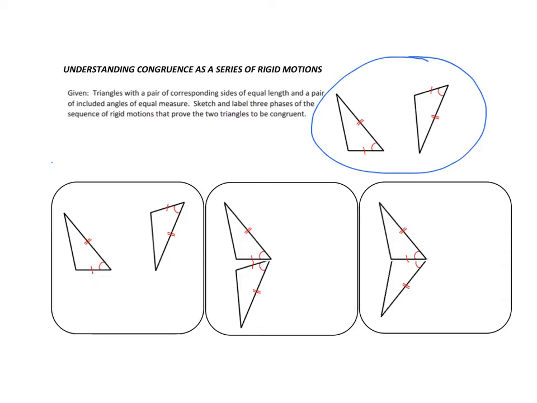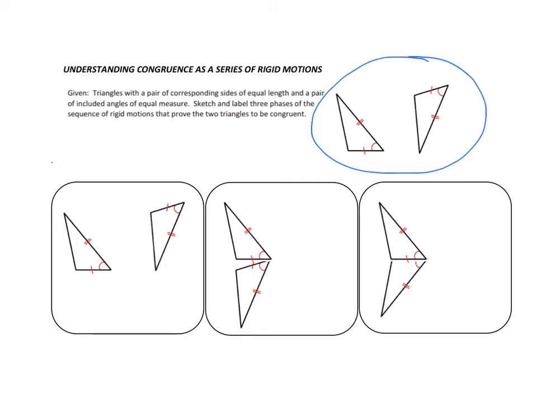Now it's important to get comfortable not working on an XY axis or in a coordinate grid, because a lot of times with these Common Core rigid motion relationships we are not going to have any coordinates or grid. We'll be working on just plain white paper.